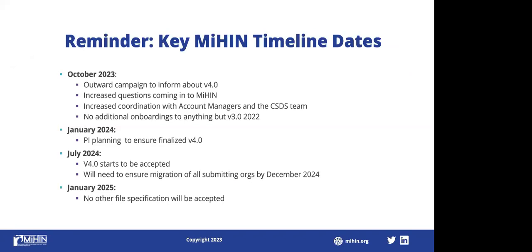Finally, we do want to close my portion of this, and we can jump into questions and answers with a reminder of the important dates. MiHIN plans to cease the onboarding of any other versions of SDOH specifications, moving to only version 3 of 2022 in October of 2023. We'll be planning on updating the system to version 4 by July, and we hope to go live with version 4 of the SDOH spec. This will give organizations about 5 months to move over to the new version 4 specifications by January of 2025. Next slide, please.